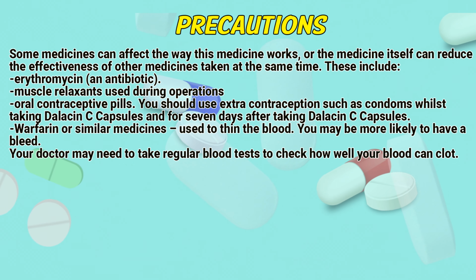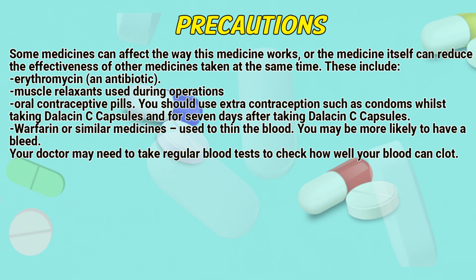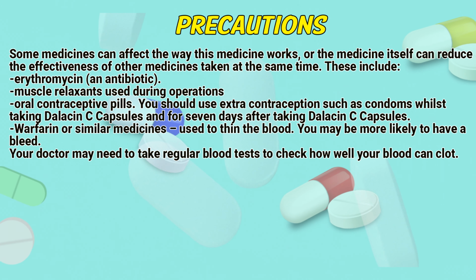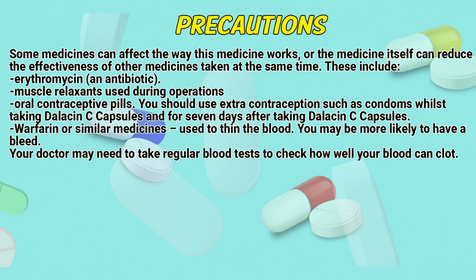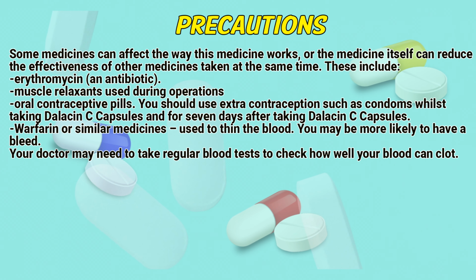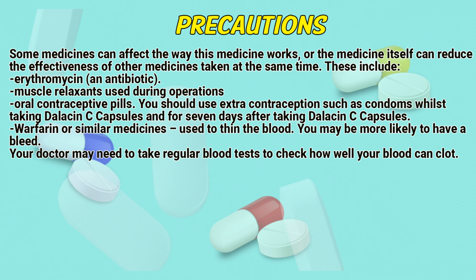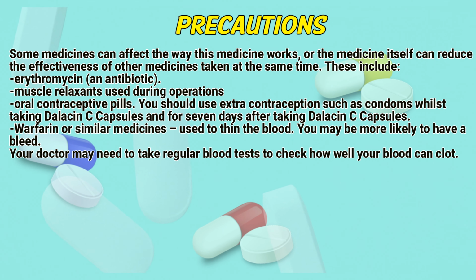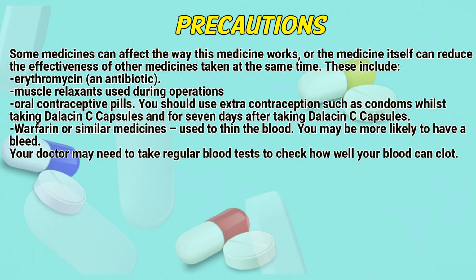Precautions. Some medicines can affect the way this medicine works, or the medicine itself can reduce the effectiveness of other medicines taken at the same time. This includes erythromycin, an antibiotic, muscle relaxants used during operations, and oral contraceptive pills. You should use extra contraception such as condoms while taking Dalacin C capsules and for 7 days after taking.